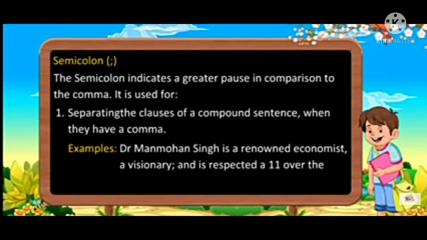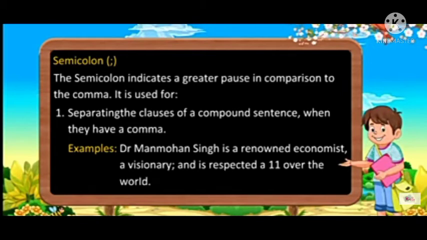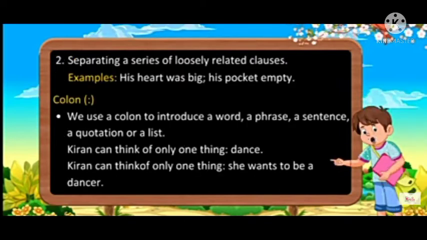Now next is semicolon. The semicolon indicates a greater pause in comparison to the comma. It is used to indicate a pause longer than a comma, for separating the clauses of a compound sentence when they have a comma, and for separating a series of loosely related clauses. Examples: the heart was big, his pocket empty. It is used to separate two independent clauses when the conjunction is omitted.